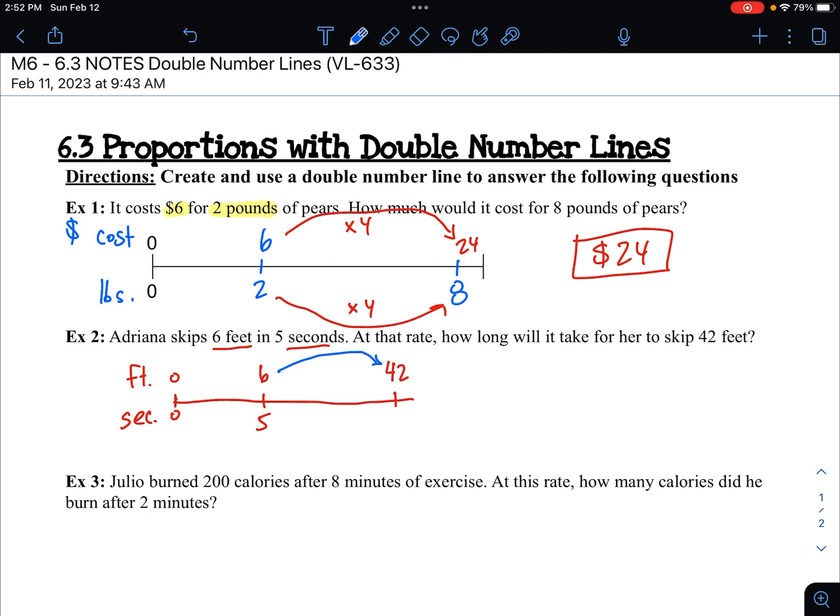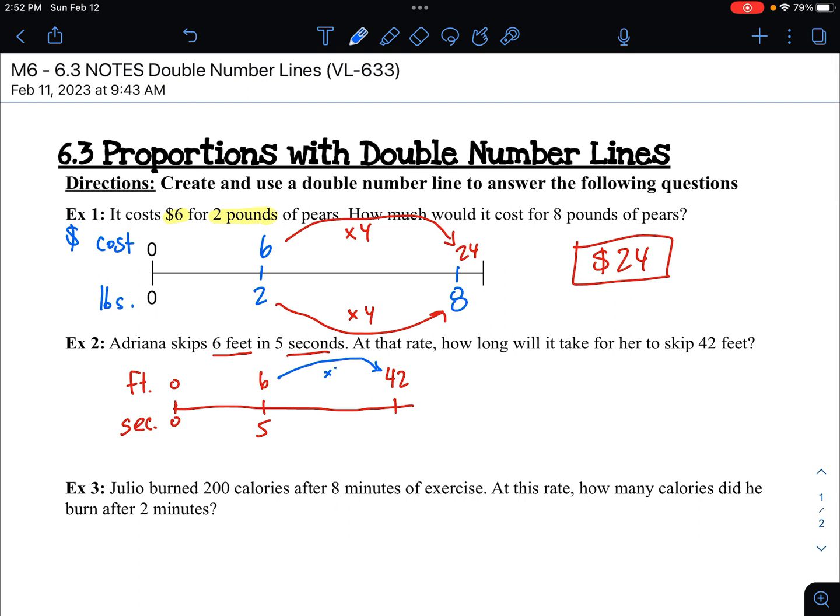6 times 1 is 6. 6 times 2 is 12. 6 times 3 is 18. Or, if you're not sure, you can just divide. What is 42 divided by 6? My handy calculator is saying 42 divided by 6 is 7. So what that means is 6 times 7 gets us 42.